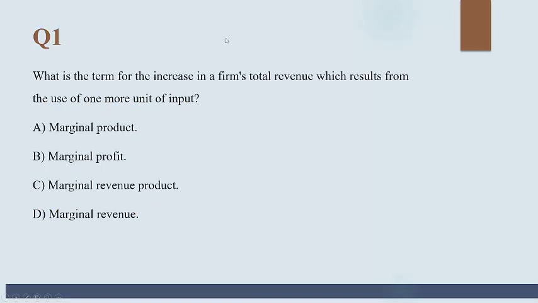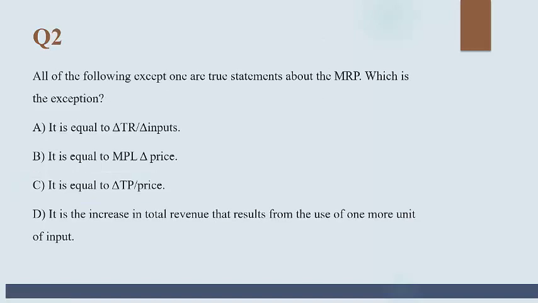Okay, so let's start our multiple choice questions. The first question says, what is the term for the increase in a firm's total revenue which results from the use of one more unit of input? Hit pause, try to answer, and I'll be back with the answer in a sec. Okay, so the answer here is obviously the marginal revenue product.